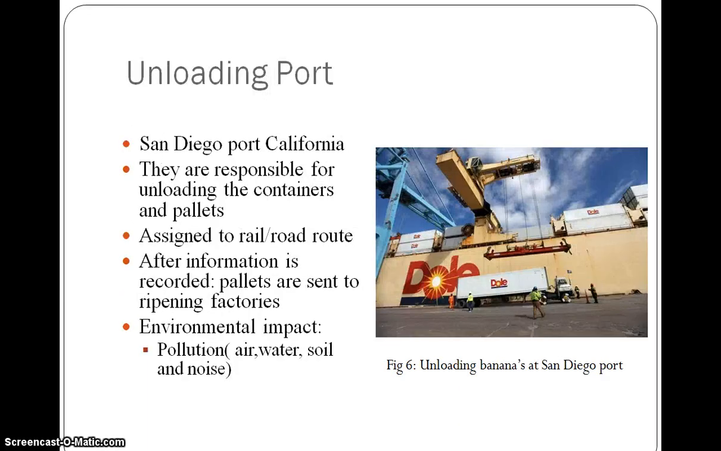The fifth step in this stage is the unloading port. If these bananas are being shipped from Manta, Ecuador, the unloading port will be the Santiago port in California. They are responsible for unloading the containers and the pallets, as you can see in this picture. After unloading them, they are assigned rail or road routes. All information, of course, is being recorded into computers to make the logistics system more efficient.